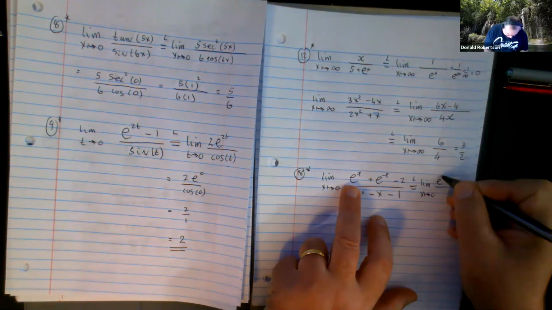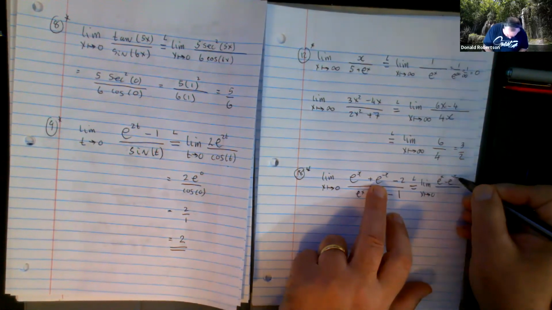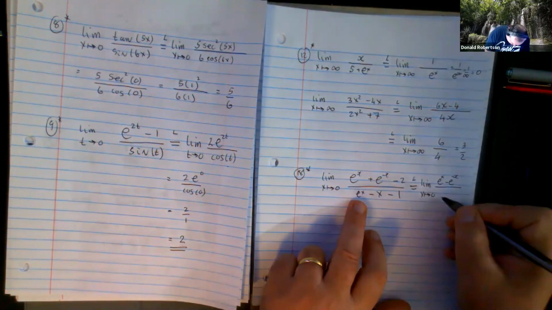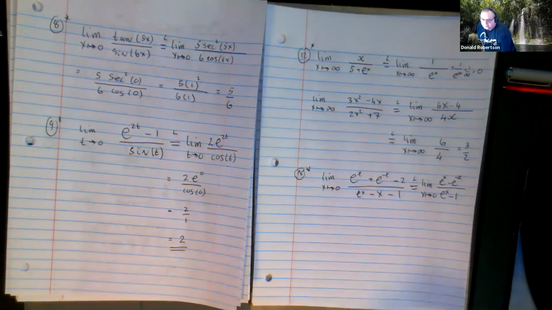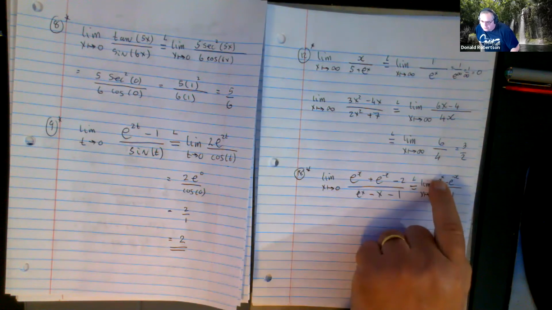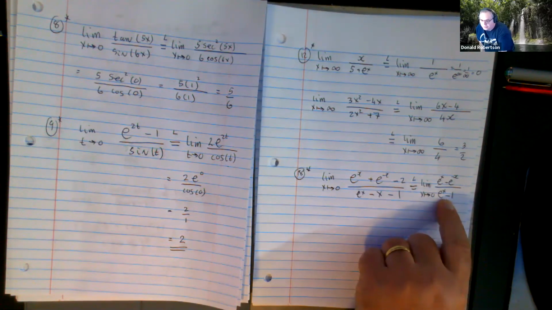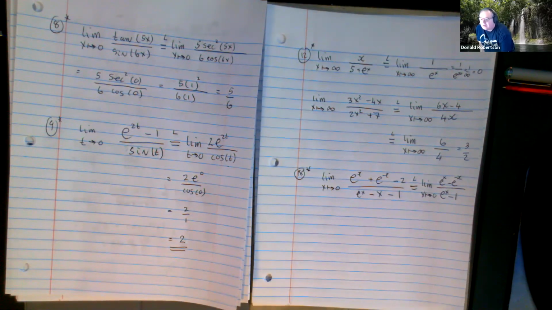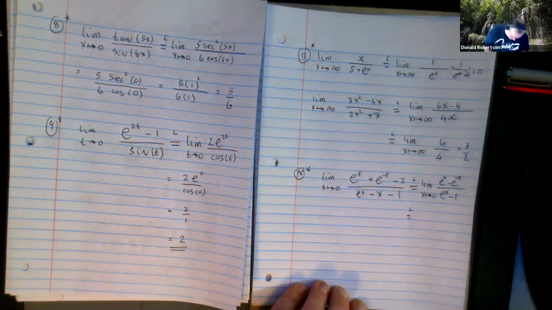That guy you differentiate, get e to the x. This guy, when you differentiate it, you get negative e to negative x. This guy, you get e to the x, and this guy, you get negative 1. So if I plug in x equals 0, I get 1 take away 1 on the top, which is 0, and 1 take away 1 on the bottom, which is 0. Oh, okay then. If it doesn't work, I'll just do it again.